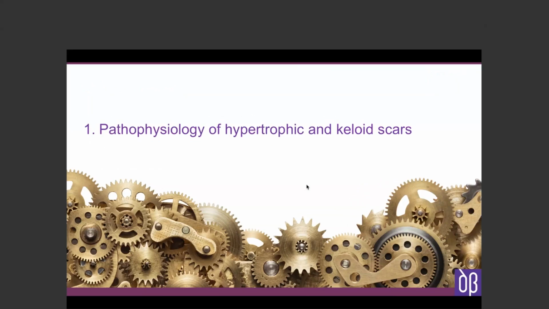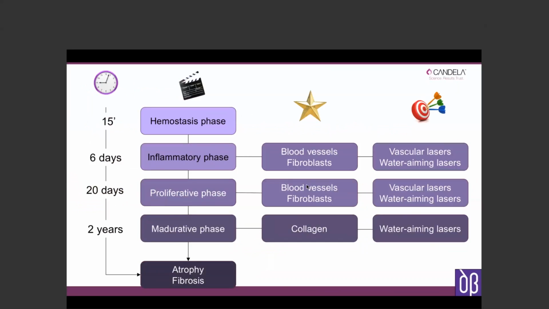First, we're going to talk about the pathophysiology of hypertrophic and keloid scars, and for that, we're going to start with this flow chart. When we have a wound or a trauma to the skin, it starts to recover with the hemostasis phase, which takes the first 15 minutes. We then go to the inflammatory phase, which appears in the first 6 days. We then move to the proliferative phase, which is in the first 3 weeks after the wound. And after that, we go to the maturative phase, which may take up to 2 years.